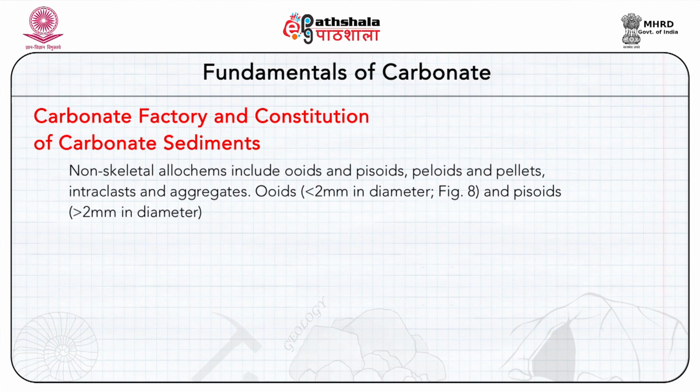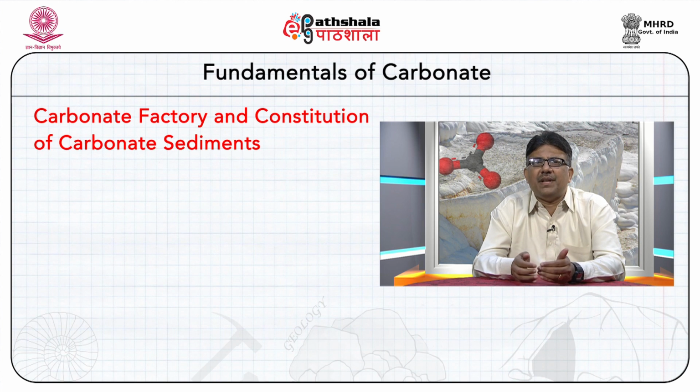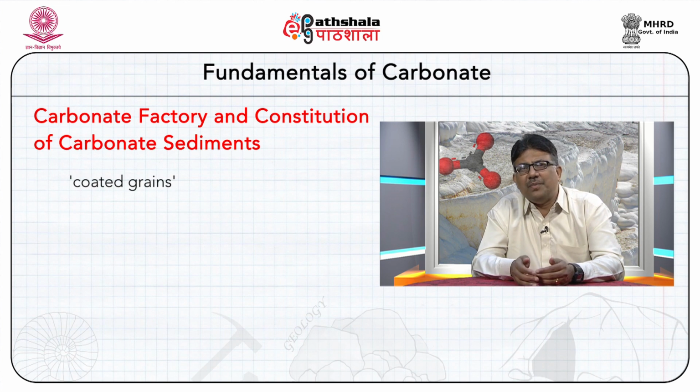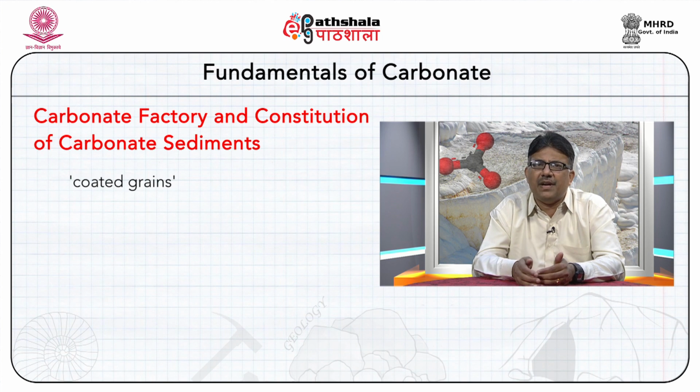Now, non-skeletal allochems include ooids and pisoids, peloids and pellets, intraclasts and aggregates. Ooids, commonly less than 2 millimeter in diameter, that is shown in the figure, and pisoids, that is more than 2 millimeter in diameter, are spherical to subspherical in geometry, also known as coated grains, have a nucleus surrounded by laminated cortex. The nucleus can be of any composition and the cortex is made up of either tangentially arranged aragonite crystals or radially arranged calcite, generally high Mg crystals.